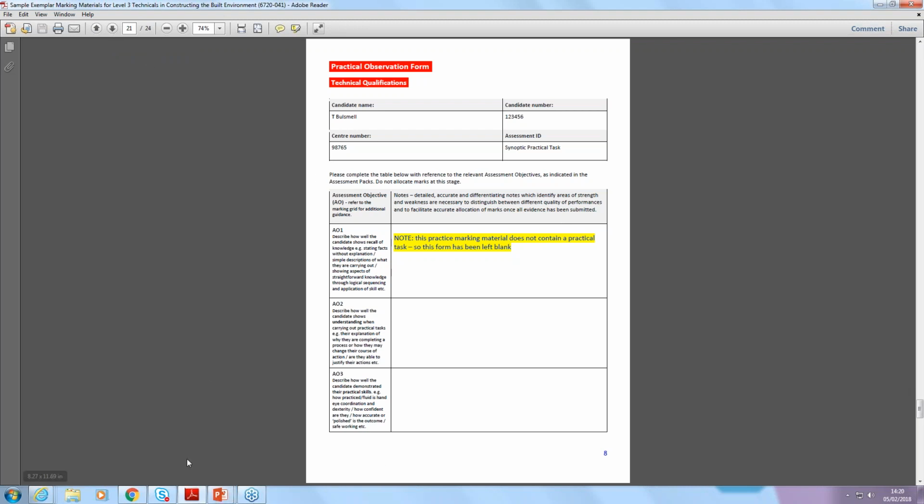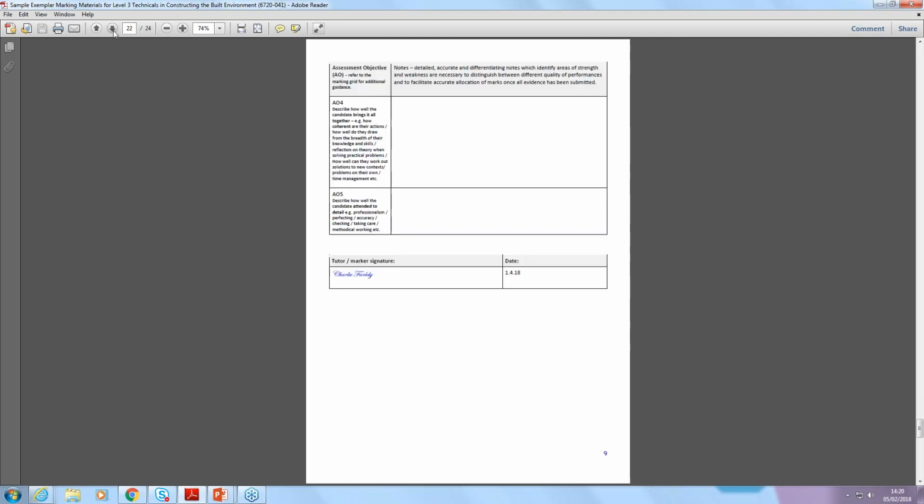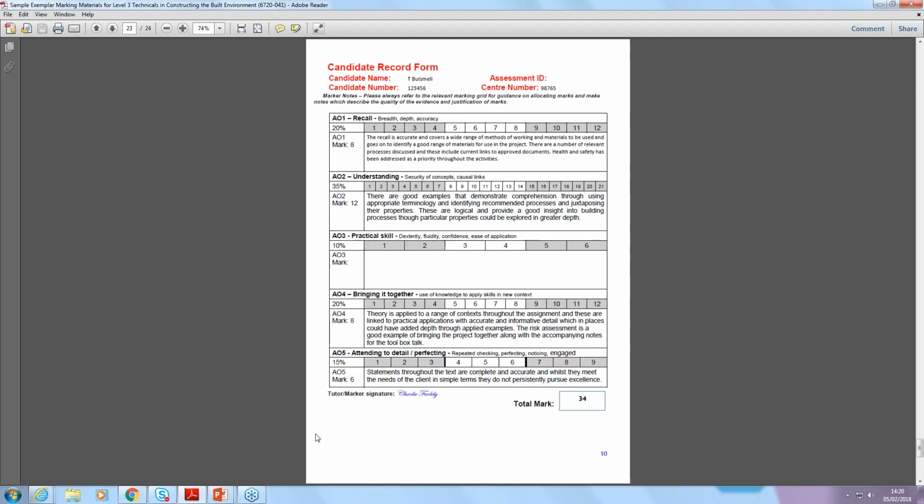Okay, so at this point, we move on to the candidate record form. Yeah, so this is the candidate record form. This is a key piece of evidence, and it's new this year. The forms are supplied in the assessment pages on the website for each qualification.